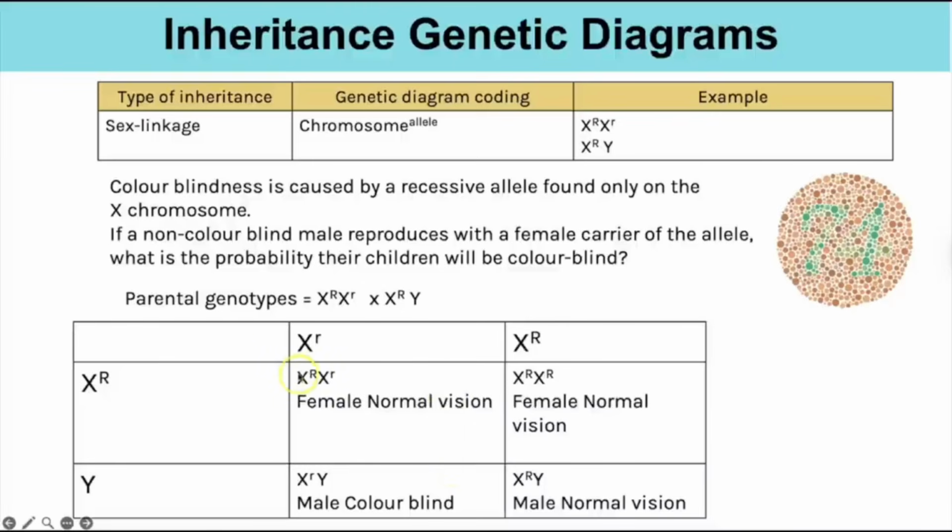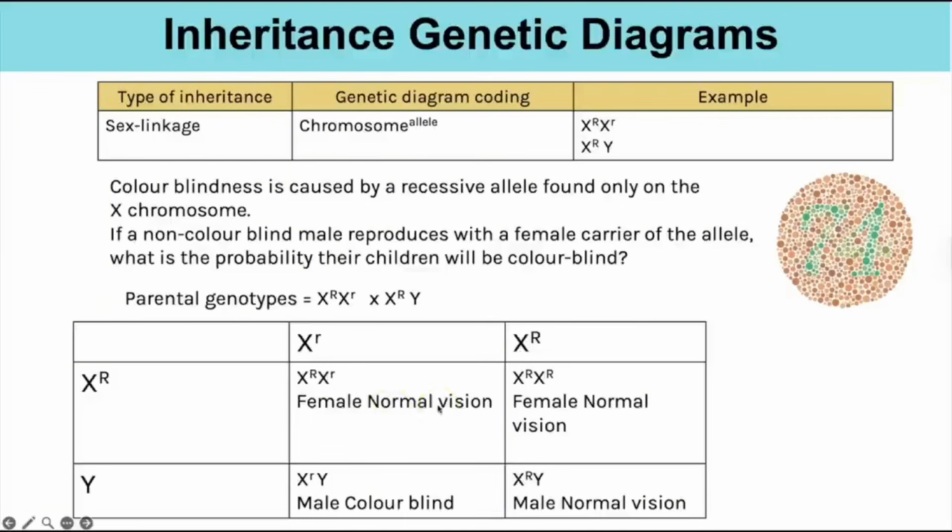So we then fuse together the gametes to show all of the possible genotypes in the offspring. And then I've added the corresponding phenotypes for those genotypes. And you have to state the sex as well as the characteristic linked to the gene of interest. So here it's female, normal vision. They may actually call that colour vision.